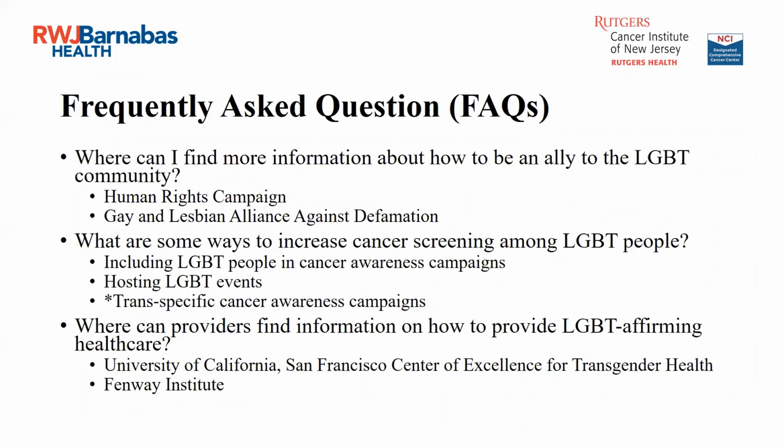So just to address some FAQs or frequently asked questions. Where can I find more information about how to be an ally to the LGBT community? Okay, so one example might be going onto the HRC or Human Rights Campaign website to find information. They have fact sheets on how to be an effective ally. The other thing is looking onto the GLAAD website or the Gay and Lesbian Alliance Against Defamation. These websites both contain information about how to be an effective ally.